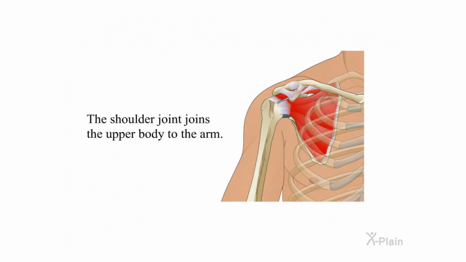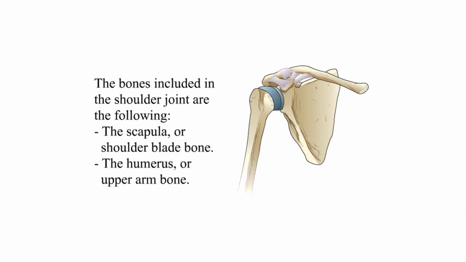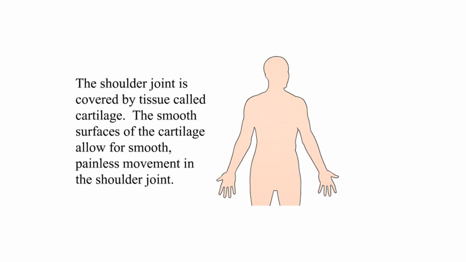Anatomy. The shoulder joint joins the upper body to the arm. The bones included in the shoulder joint are the following: the scapula or shoulder blade bone, and the humerus or upper arm bone. The shoulder joint is covered by tissue called cartilage. The smooth surfaces of the cartilage allow for smooth, painless movement in the shoulder joint.